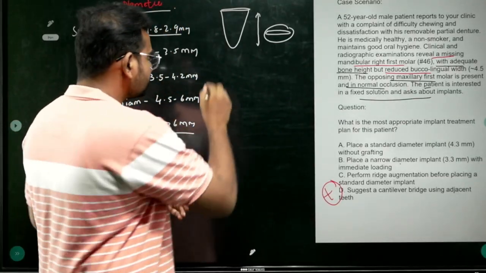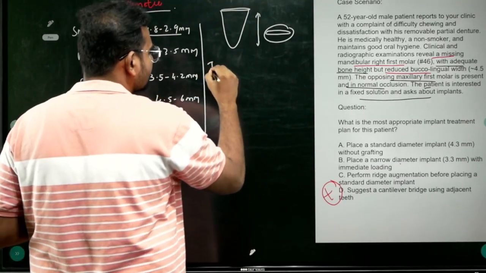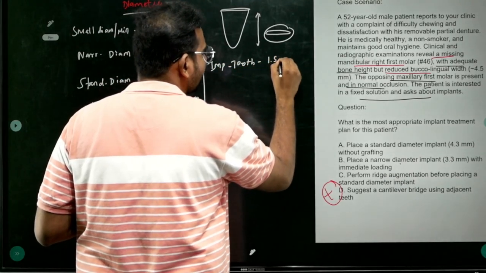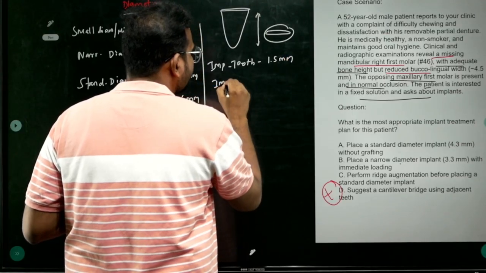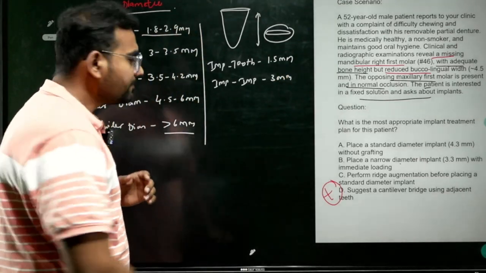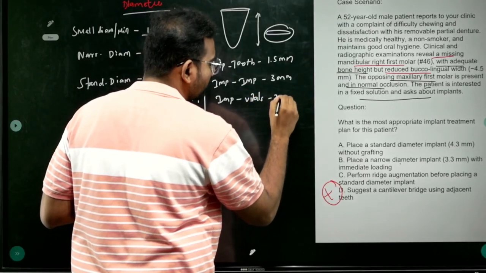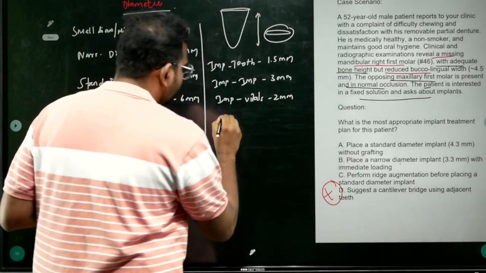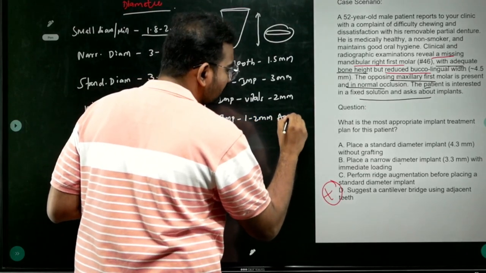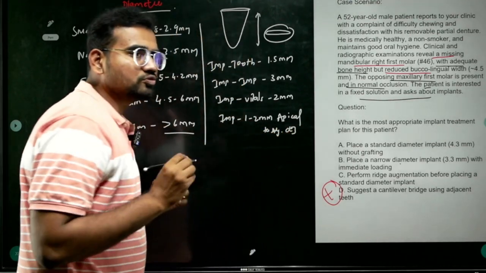Also, there is a set of rules you must be aware of. When I place an implant adjacent to a tooth, there should be a minimum of 1.5 mm. Implant to implant distance should be 3 mm. Implant to vital structures, sinus, nerves, 2 mm. Implant should be 1 to 2 mm apical to the adjacent CEJ.